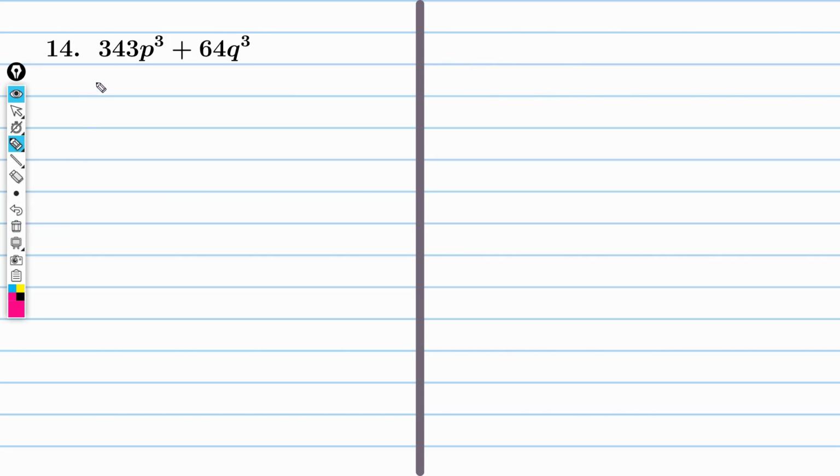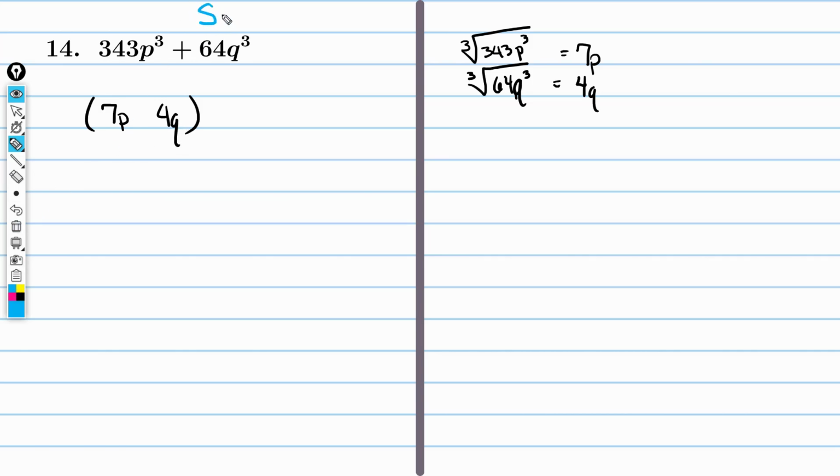And so that means I'm going to go straight to that step of seeing if I can take the cube root of both pieces. And so that would be 7p and 4q. So my first parenthesis is 7p, 4q, and I fill in the signs using SOAP. Same, opposite, always positive.